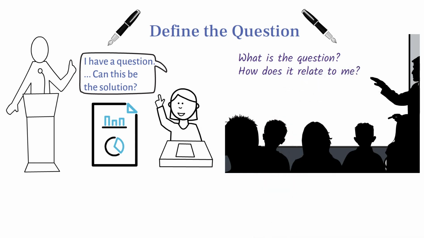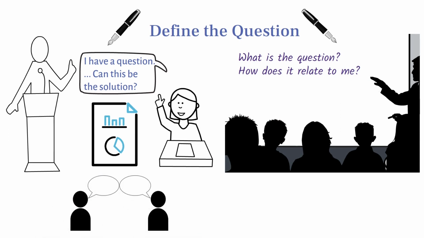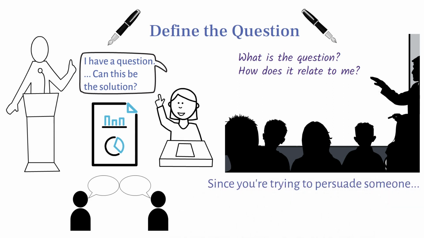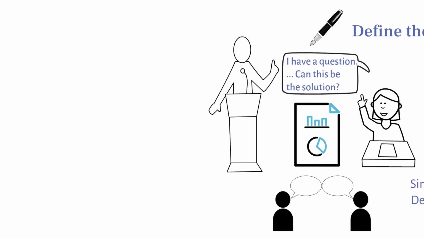Because in many cases, when you're doing a persuasive message or presentation or even an informal in the hallway chat, you're trying to persuade someone to take an action, to make a decision in your favor. So you've got to define the question for them and make the question relevant to them.